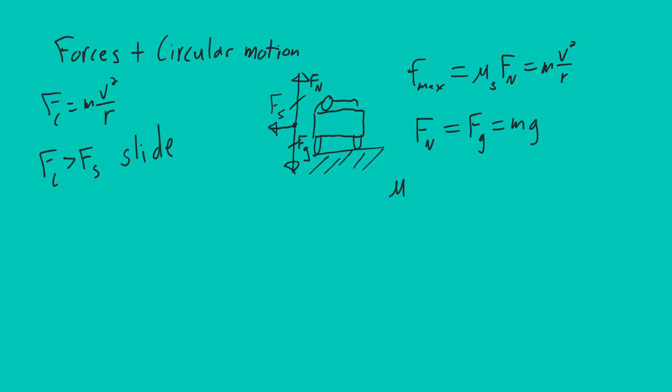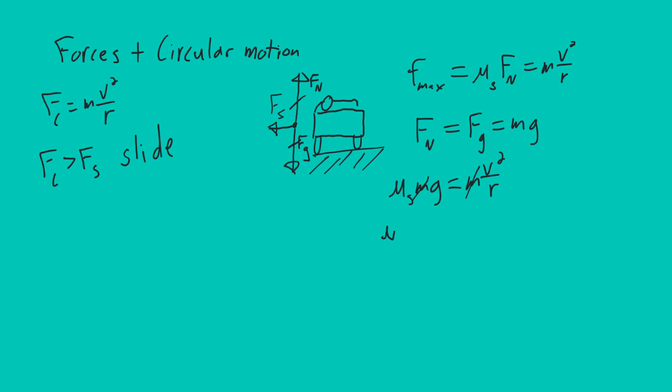So mu of static friction times the mass times gravity is equal to mass times velocity squared over the radius. Mass on both sides we can cancel out, it is no longer needed. So now we can figure out how fast we can turn around this corner, right? So we want to know the maximum velocity, so we can solve for that.